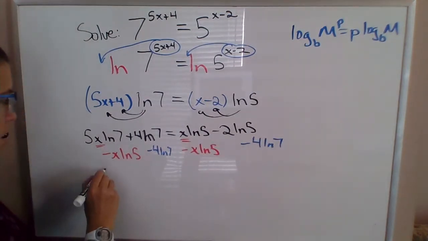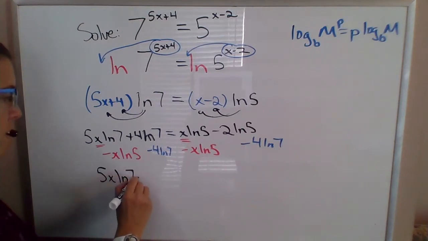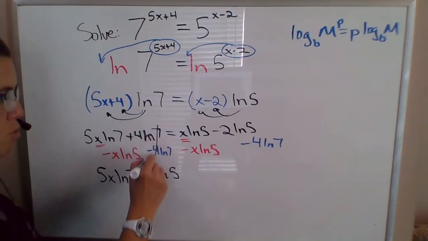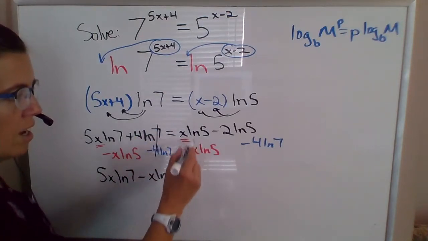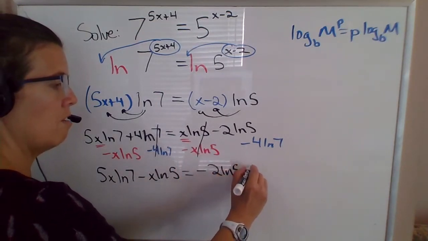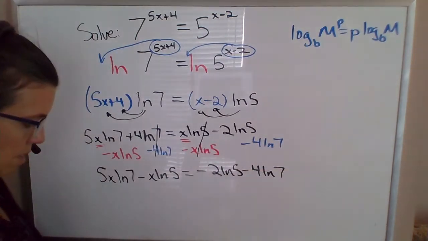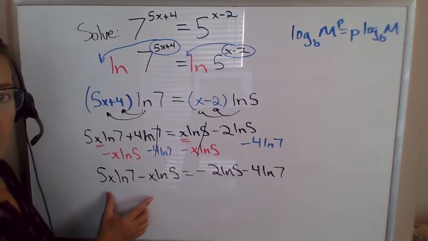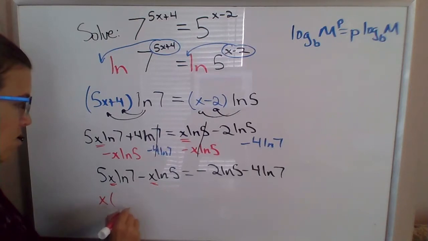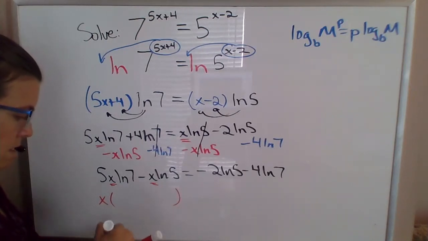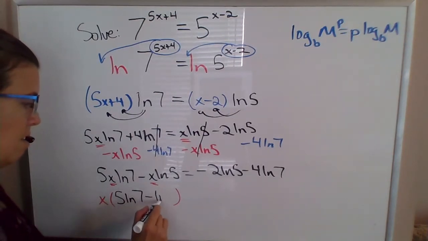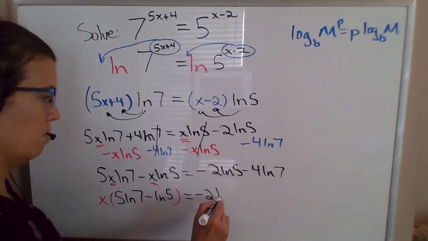So that's going to result in 5x natural log of 7 minus x natural log of 5. This is gone, 4 ln 7 minus 4 ln 7. This is gone, x ln 5 minus x ln 5. Minus 2 natural log of 5 minus 4 natural log of 7. After you collect your x terms on one side, you'll be able to factor out x. So this is x times 5 ln 7 minus ln 5 equals all this over here.